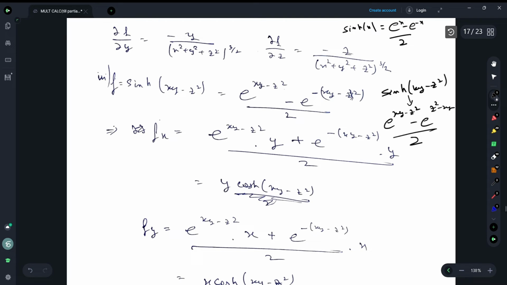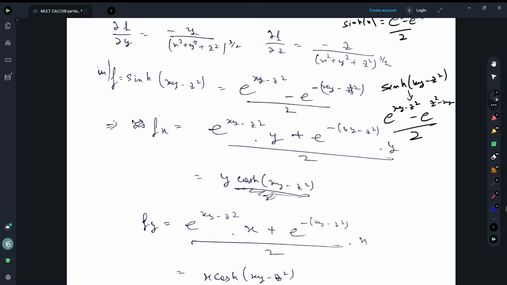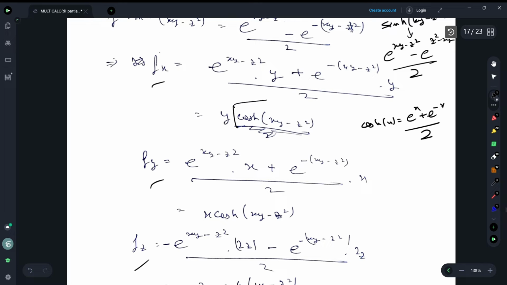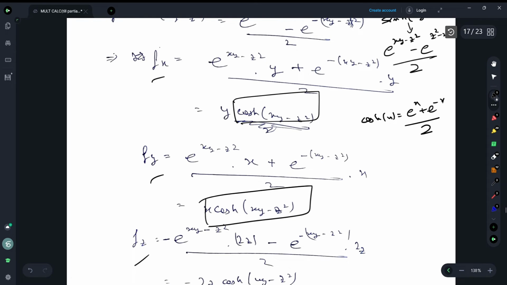Now you need to differentiate this with respect to x, with respect to y, and with respect to z, as stated in the previous lecture. Okay, got it? One more thing: you should also remember cos h of x is given as e to the power x plus e to the power minus x by 2. Is it clear? So according to the answer you get for fx, fy, and fz, you can convert your answer to cos hyperbolic values. Okay, clear?